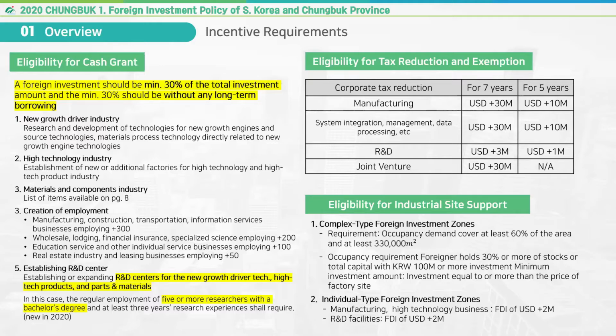The requirements for tax benefits are different by types and industries. Industrial site support differs in terms of rent provision and rent fee depending on site type or location. Please contact us about the detailed qualification requirements.